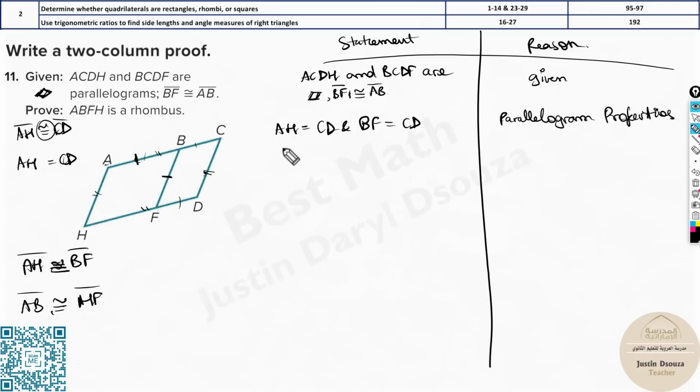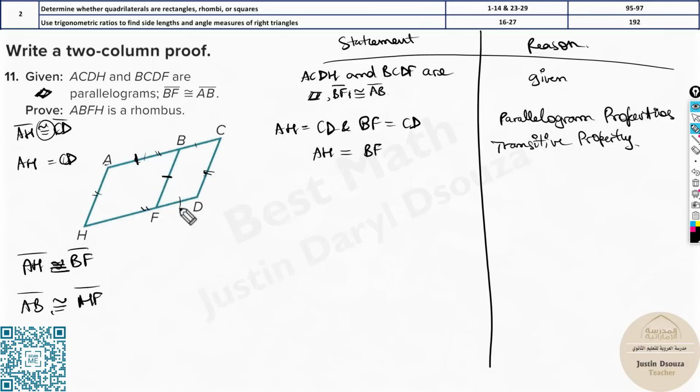Okay, next. Here CD and CD both are there. So from the transitive property we can write AH is equal to BF. Why? Transitive property. If A is equal to B and B is equal to C, then A and C must be equal, right? If this is phi, this is also phi, phi, and phi. Transitive property. Okay, and what next?